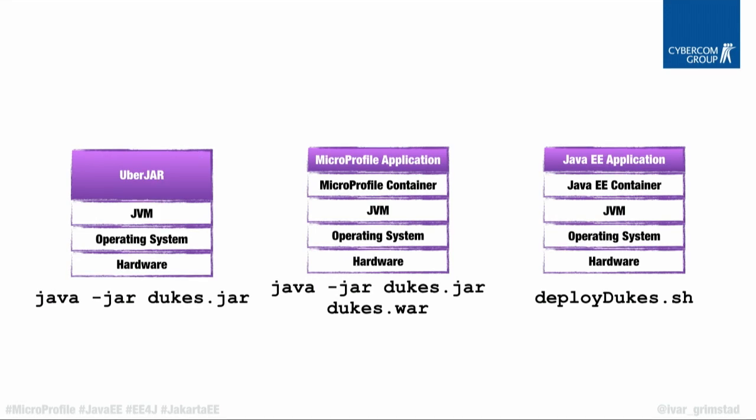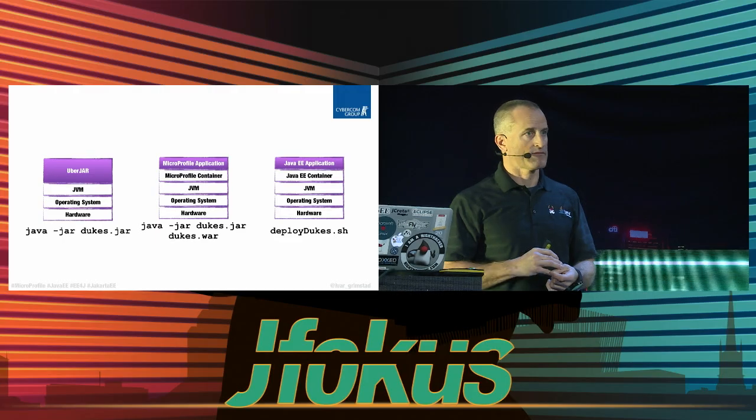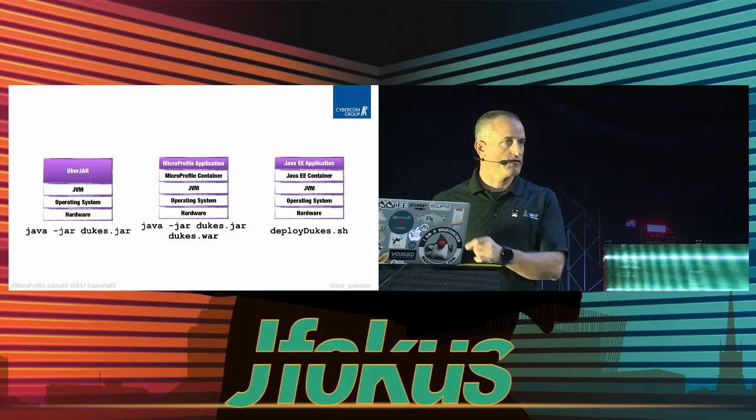In the thin WAR approach, you have the same stack up until the JVM, but you also have the Java EE container provide it for you, and you deploy your thin WAR into it. But there will be some differences depending on which application server you run, so you probably have some kind of deployment script that does it, with a different folder structure you drop your WAR file into.